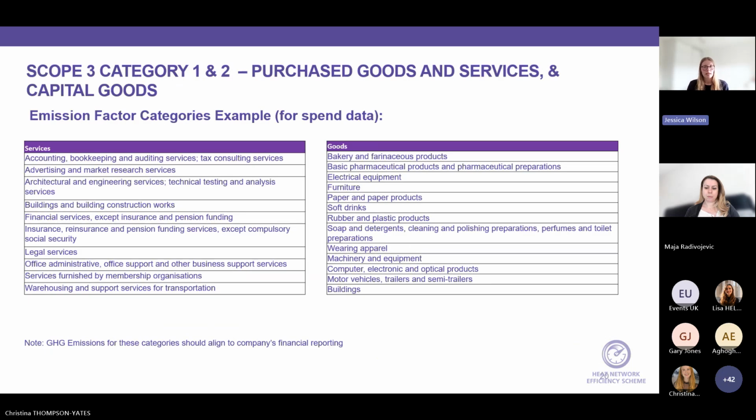So this is just to give you an idea of the emission factor categories available for spend data for category 1 and 2. So here they have goods and services in these two tables. So services on the left, as mentioned before, things like accounting services, any sort of cleaning services, financial services, maintenance services, and then goods on the right is more of those furniture, equipment, paper products, computers, things like that.